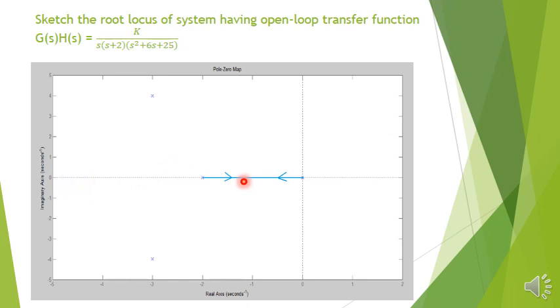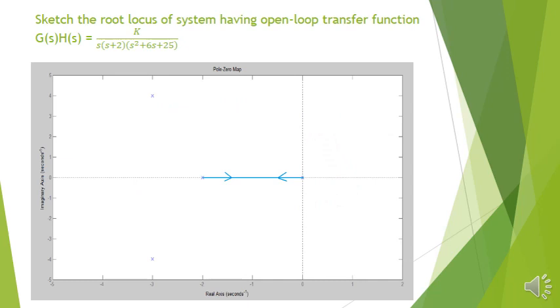Similarly, the root locus starts from the open loop poles. So for the direction of the branches, 2 branches, one starts from minus 2, and the direction is away from the pole at minus 2. Another branch starts from the pole at 0, directed away from it. So this is the initial plotting of the root locus.